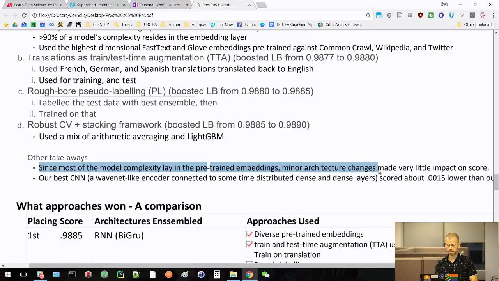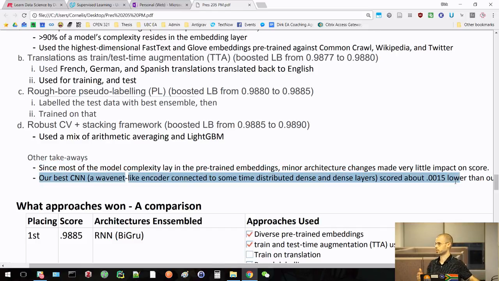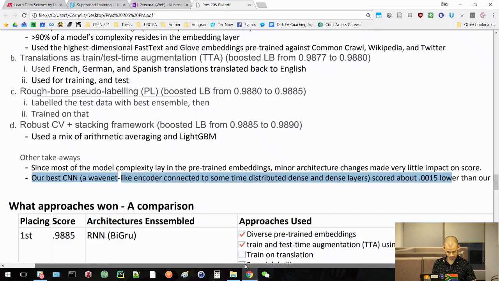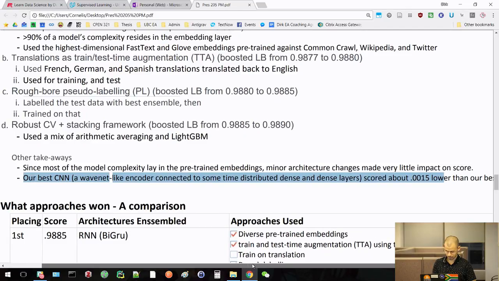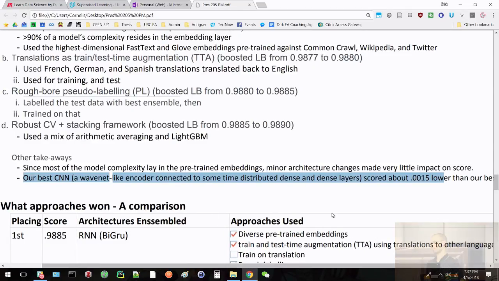Some other takeaways. Their architecture changes made very little difference, so they stopped focusing on that. And CNNs didn't work very well in terms of what they tried. If you scroll to the right, this probably says lower than our best model. Their best CNN scored 0.0015 lower than their best RNN.